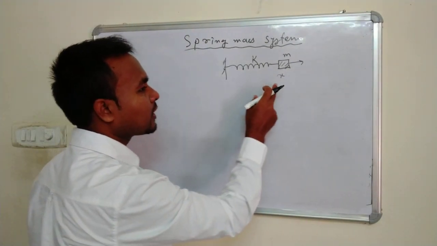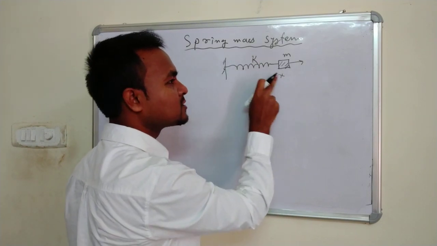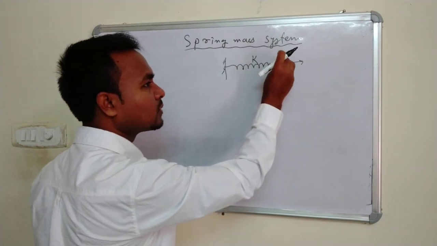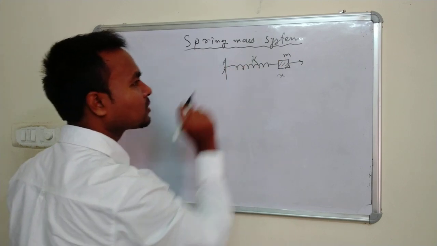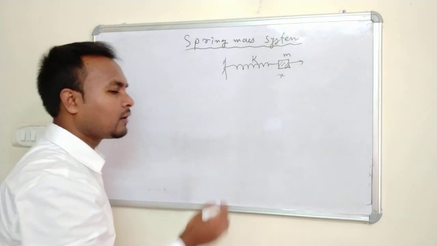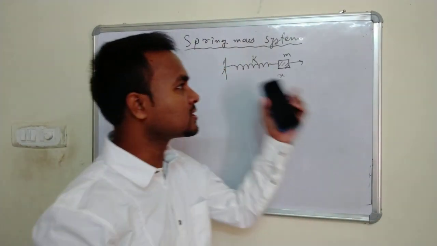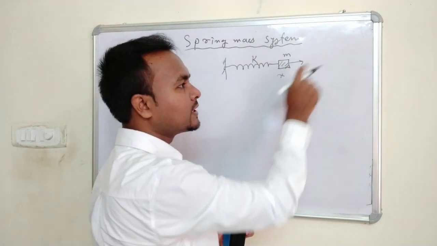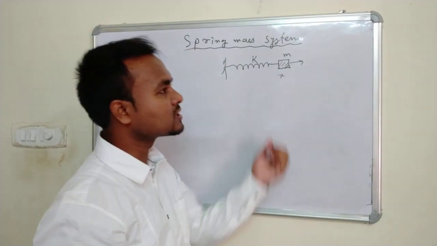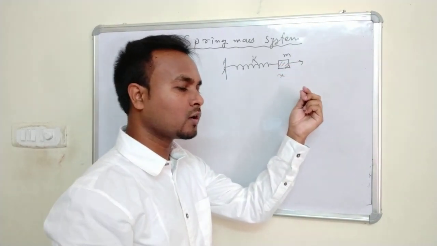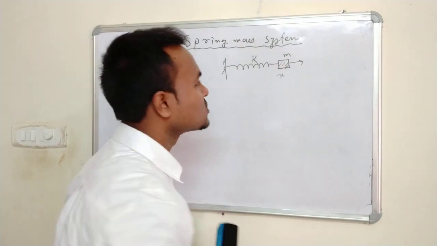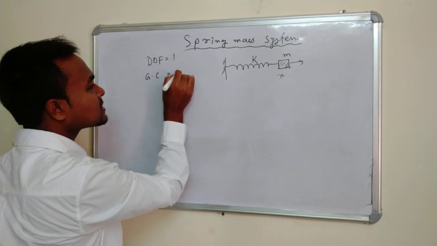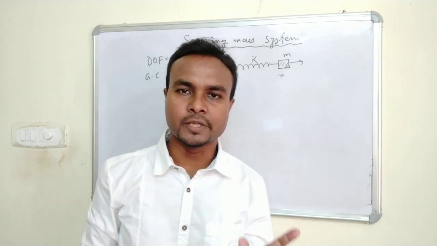So we have shown that the displacement or elongation of the spring is x. The mass of the bob is m, and the spring constant is k. First we have to find the degrees of freedom of this system. How many degrees of freedom will there be? Only 1 degree of freedom for this bob. And what will be the generalized coordinate? What is changing is the displacement, the position of the bob. So DOF equals 1, and the generalized coordinate is x. Only one generalized coordinate will be there.